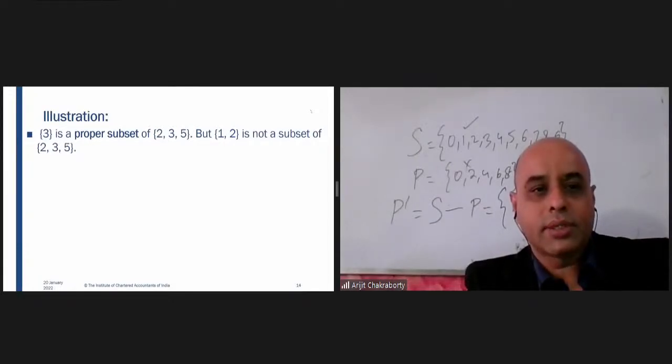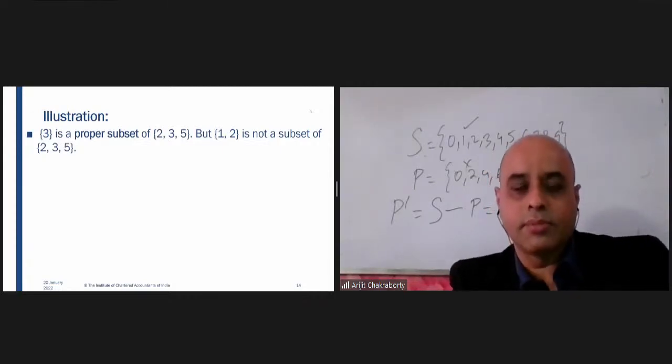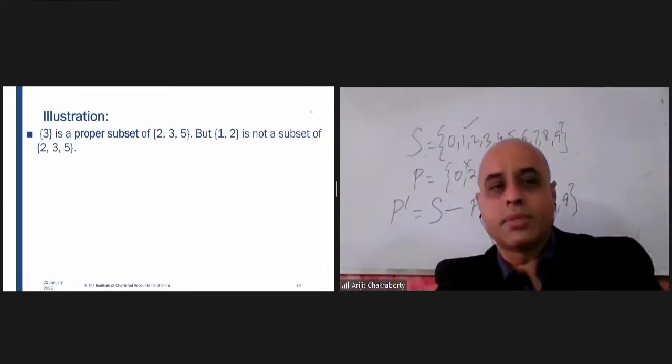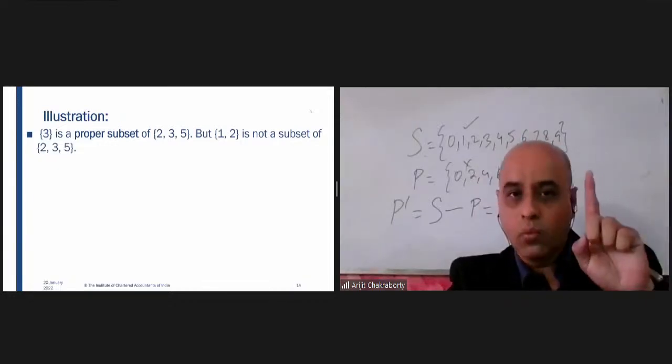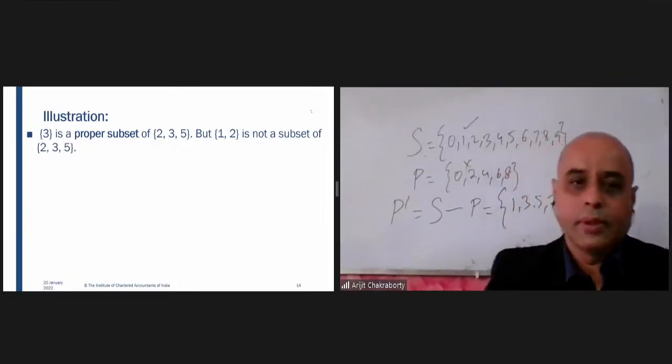This is an important illustration. {3} is a proper subset of {2, 3, 5}. Yes, it is a subset, but it's not equal to {2, 3, 5}, so therefore it's a proper subset. {1, 2} is not a subset of {2, 3, 5}. Why? Because in the set {1, 2} you have the digit 1, and 1 is not there in the set {2, 3, 5}. Right.